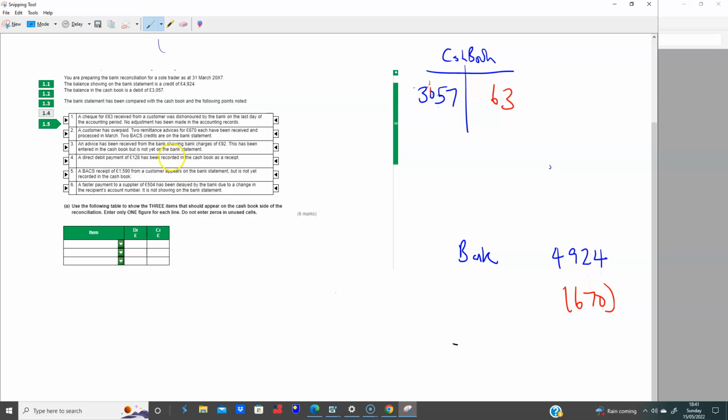Then it says here an advice has been received from the bank showing bank charges of 92. This has been entered in the cash book, but not yet in the bank statement. So the bank is yet to show the 92 coming out.